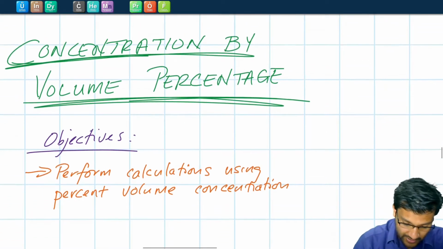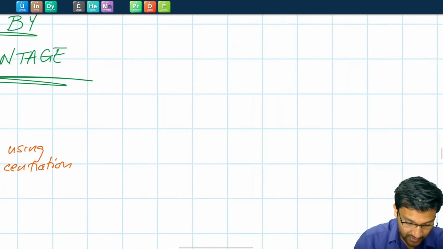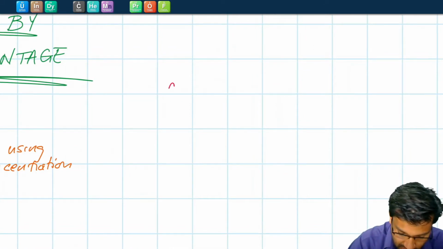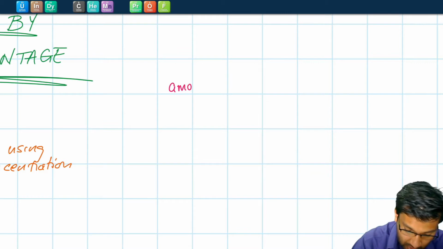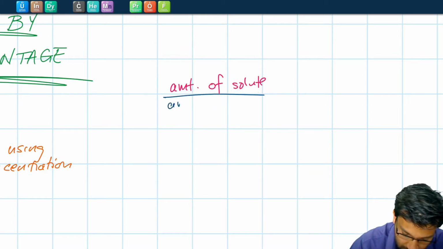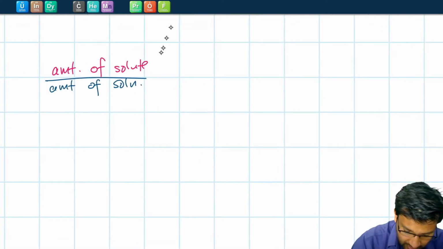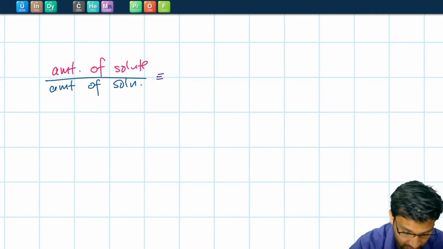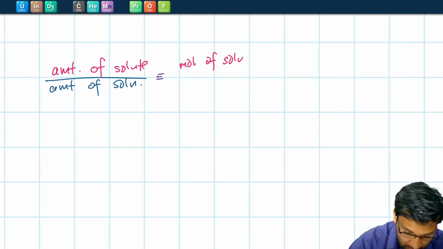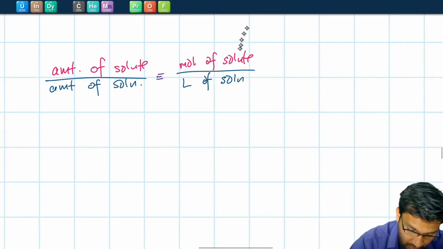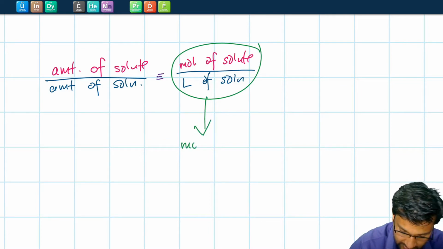Now, just to summarize what we've talked about throughout this chapter, concentration is often a measure of the amount of solute over the amount of solution. And the types of concentrations that we've used so far in the course vary. For example, if we use moles of solute, and instead of amount of solution, we use liters of solution, we get what we call the molarity, or big M.